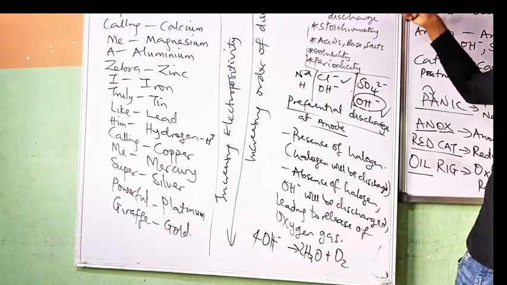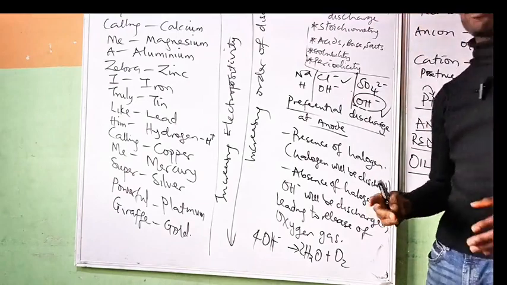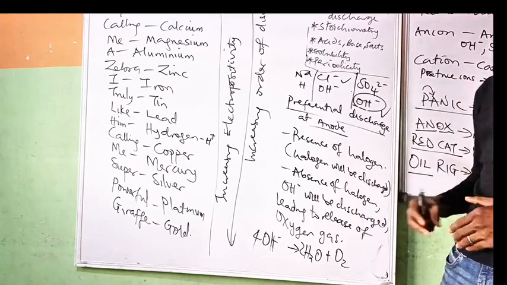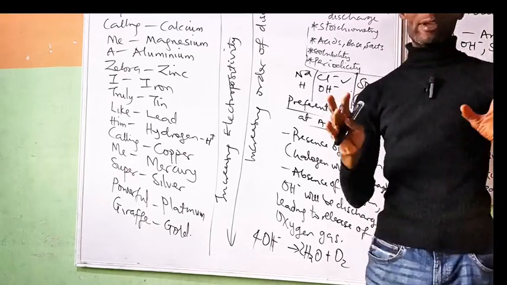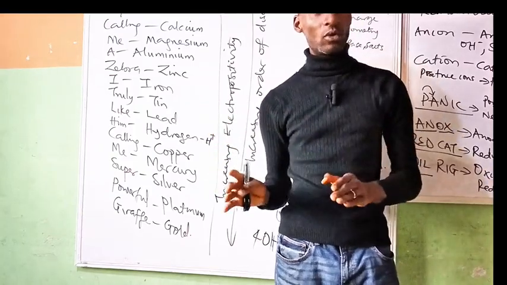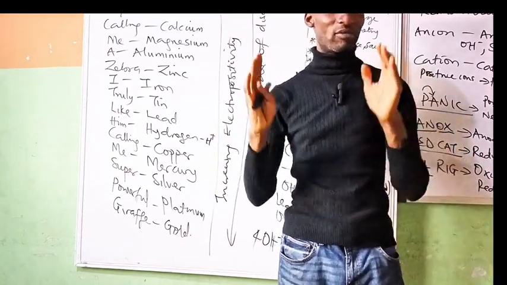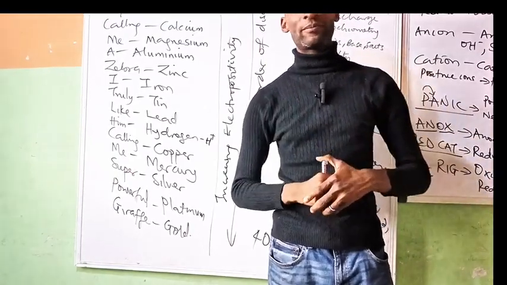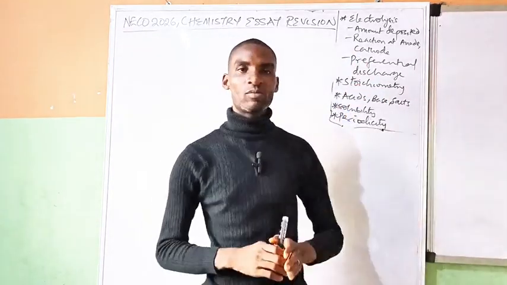And with that, we have been able to complete electrolysis: the amount deposited, the reactions at the anode and cathode, then preferential discharge. The next thing I'll be talking about is stoichiometry. I'll talk about acid, base, and salt. I'll talk about solubility and periodicity. Wherever this video ends, you can check for part 2 of the video so that you can have access to the rest of the discussions in this revision class. All right, come with me. The next topic we talk about is stoichiometry, more concept.